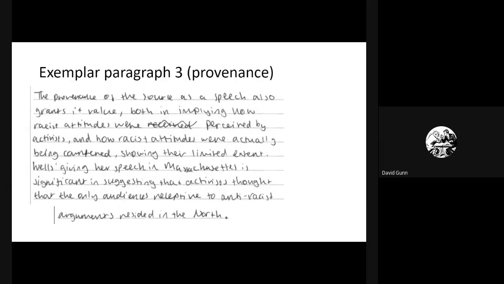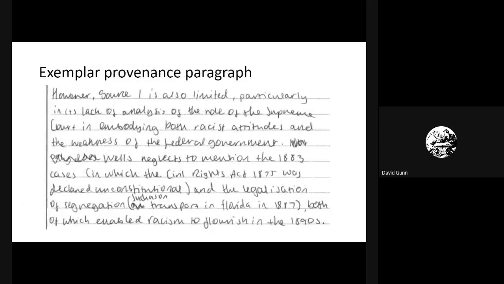In terms of the provenance, here's a section on that. It says, the provenance of the source as a speech also grants it value, both in implying how racist attitudes were perceived by activists and how racist attitudes were actually being countered, showing their limited extent. Wells giving her speech in Massachusetts is significant in suggesting that activists thought that only audiences receptive to anti-racist arguments resided in the North. So talking about audience there. It's talking about the speech and how that's useful, the fact she's an activist, and the fact that this is in the North, and the value of that, what we can learn from that.